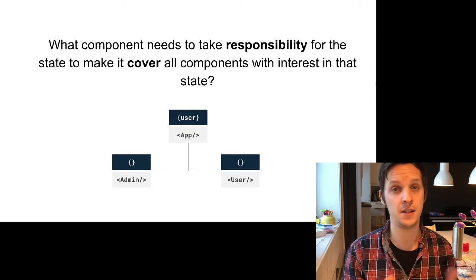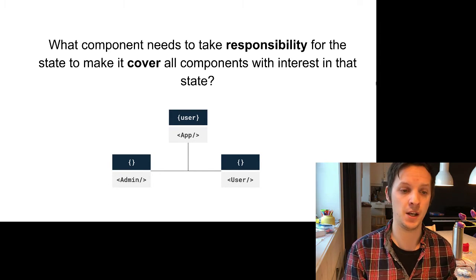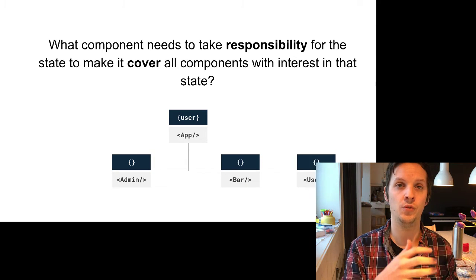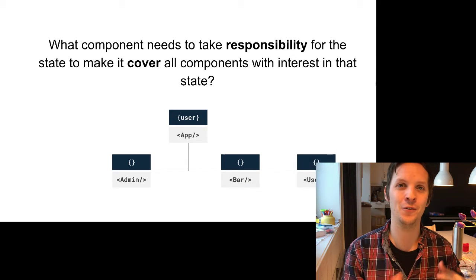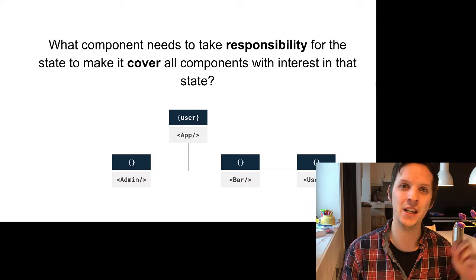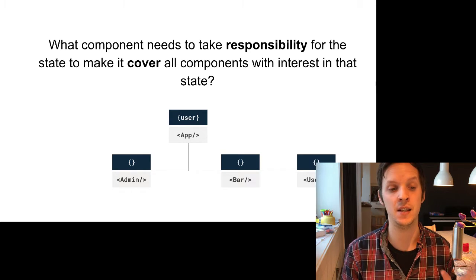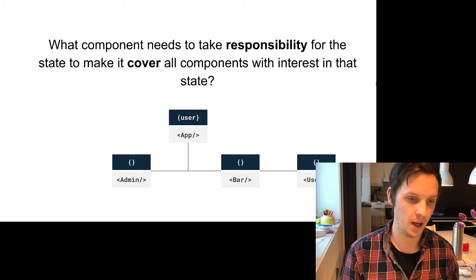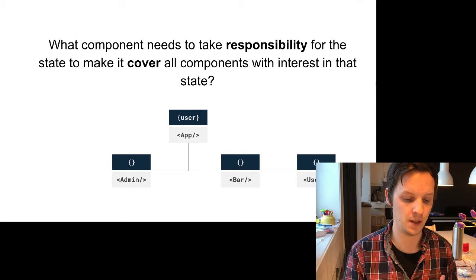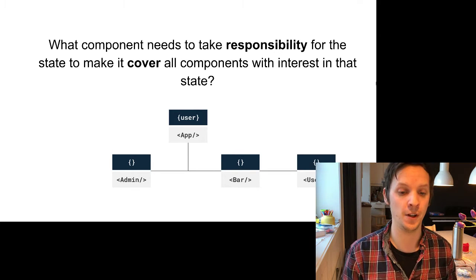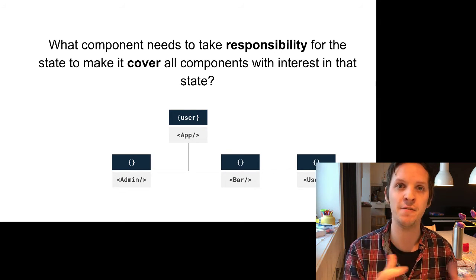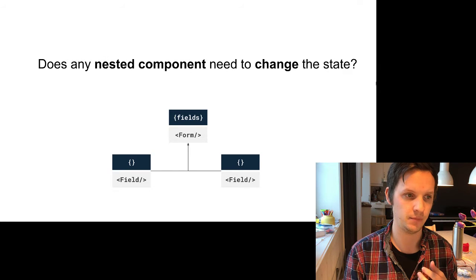Now, this is a simple example, but as your application grows, you might have to pass that user down through several components to reach all the components that are interested in that state. And this creates friction. It's, in my opinion, not a good developer experience, and you lose track of what is your UI and what is your state. They live in different places.